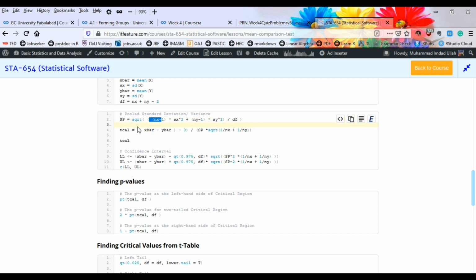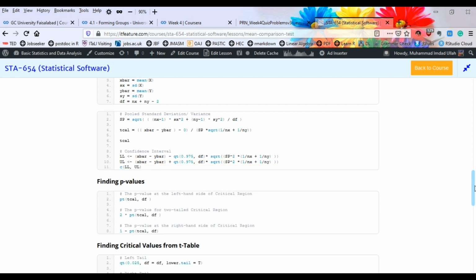And for calculation of t, we use x bar minus y bar minus the test value, which is 0 in this case, divided by the pooled standard deviation multiplied by the square root of 1 over nx plus 1 over ny. Similarly, we can calculate the confidence interval for the difference of means, for example, x bar minus y bar minus the maximum allowable error, which is qt at 0.975 with the certain degrees of freedom multiplied by the standard error. Similarly, we compute the upper limit and then combine the lower and upper limit.